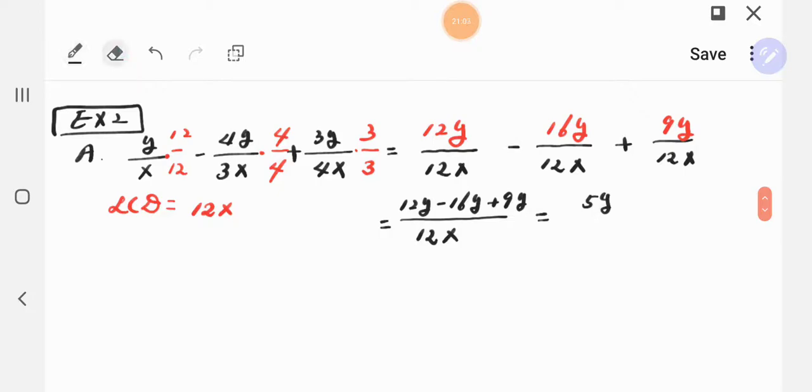Okay, let me rewrite it. So that is equal to negative 4y plus... you know, what we do is combine the like terms. Combine the like terms. Then 5y over 12x. So we are done.